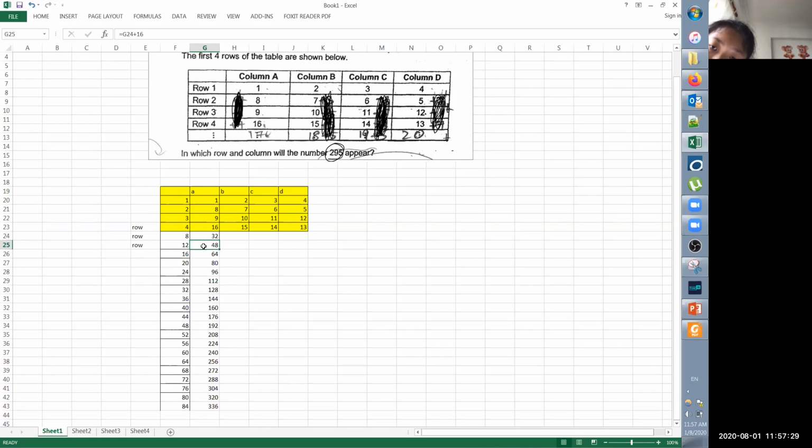So what is the pattern here? The pattern is this row times 4. So can you see that? That means you go until row 72, your row 72, you get 288. Okay? So once you get this, then you are close. You are close to what? You are close to 295.